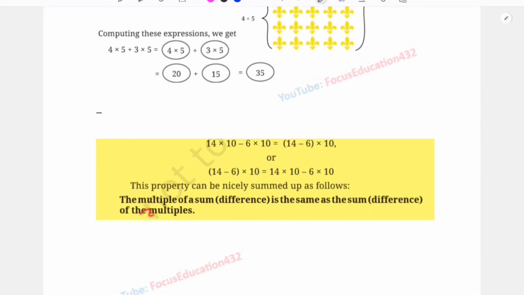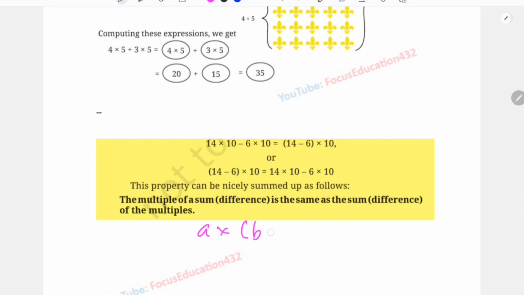Now, this is something like this. The multiple of a sum or difference. That means there may be either plus or minus in the middle. In this example it is either plus or minus. Sum means plus, difference is minus. This is the same as the sum or difference of the multiples. That is the meaning of this.